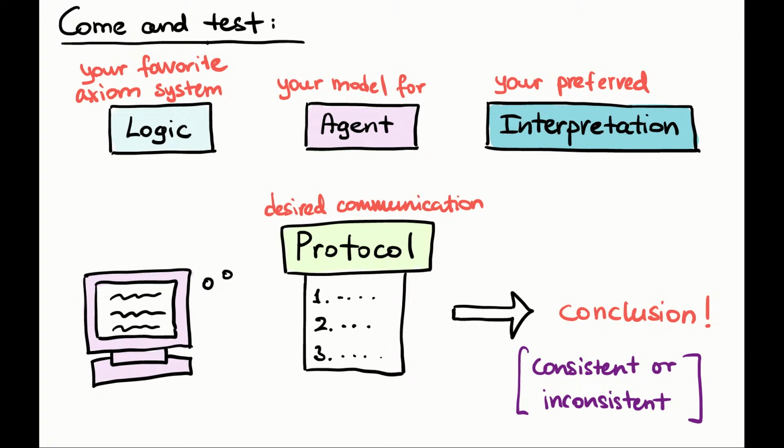So again, what you can do with our software package is play around with all the settings. You choose your favorite axiom system for logic. If you have any justified reason for why, for example, we cannot combine the statements, you put it in there. You choose your model for the agent. Maybe you optimize the reasoning circuit. Maybe you choose to reason differently. You can choose your preferred interpretation or come up with your own way of saying where the cut is. And then you input any protocol that you want, including FR, maybe some more complicated one that you would want to test. And then you reach a conclusion whether this was consistent or not.